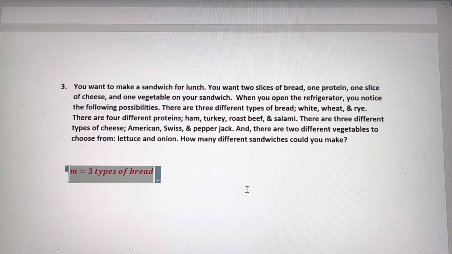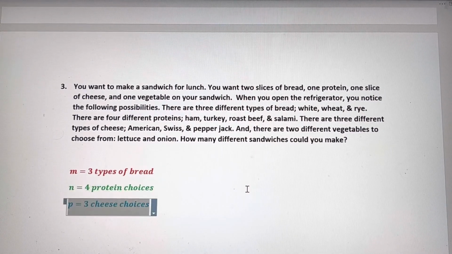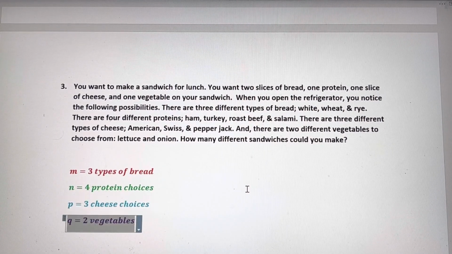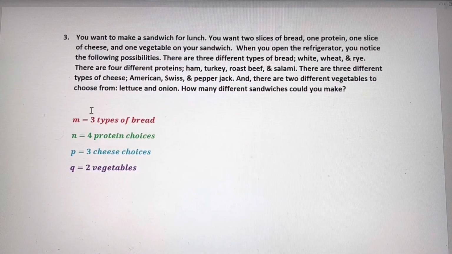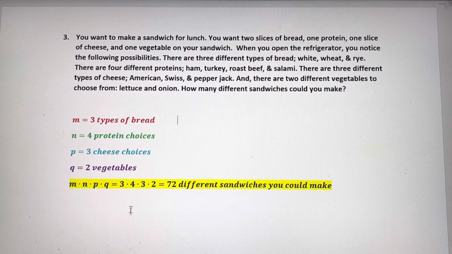So 3 different types of bread, 4 different proteins, 3 different cheeses, 2 different veggies. We're going to take the product of these 4 things. 3 times 4 times 3 times 2 is 72. So you could make 72 different sandwiches based on the combination of stuff that you want on your sandwich and what you have in the fridge. So those are just 3 quick examples of how to use the fundamental counting principle to make counting the possibilities a lot easier.